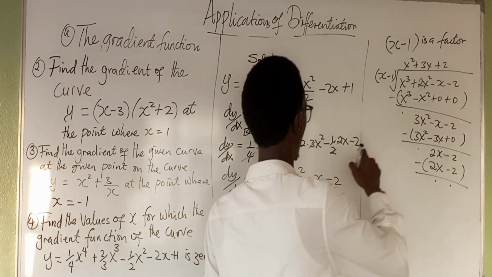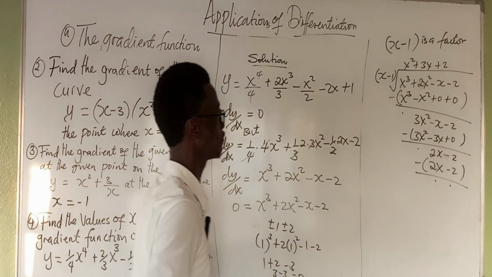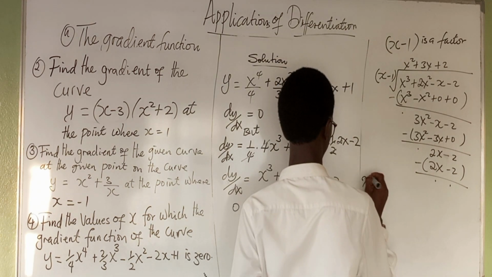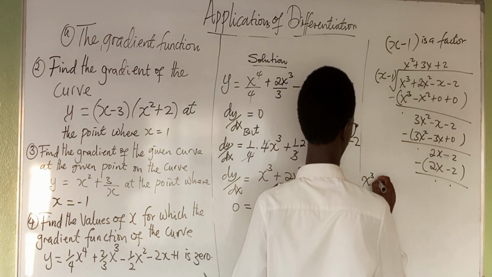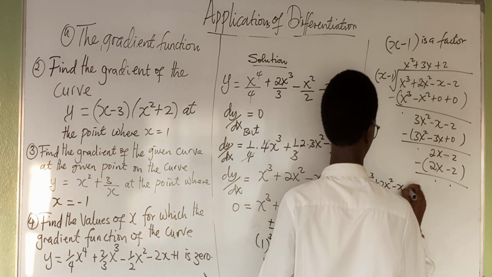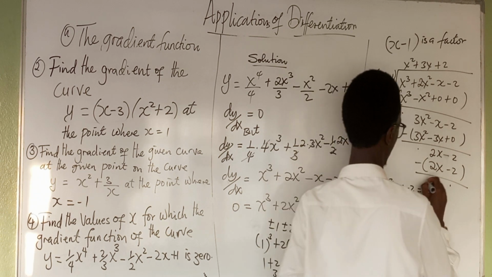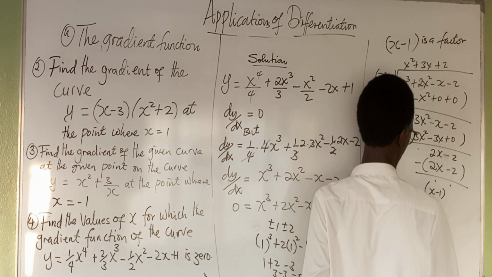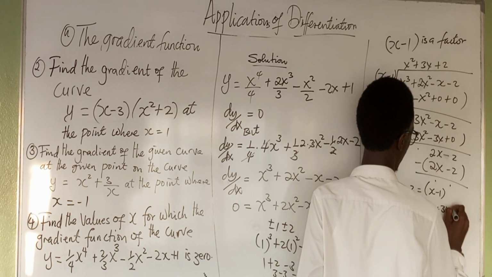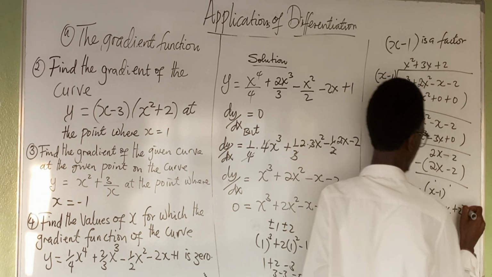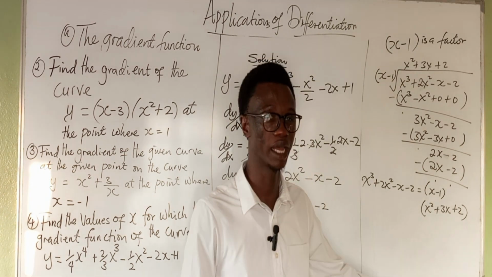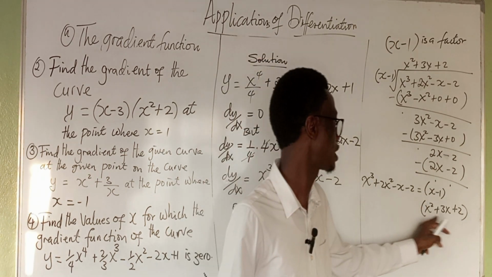Okay, so now for this we have these factors. So x cubed plus 2x squared minus x minus 2 is equal to x minus 1 and the other factor x squared plus 3x plus 2. Okay, but remember we are looking for the values for x. So let's simplify this again.